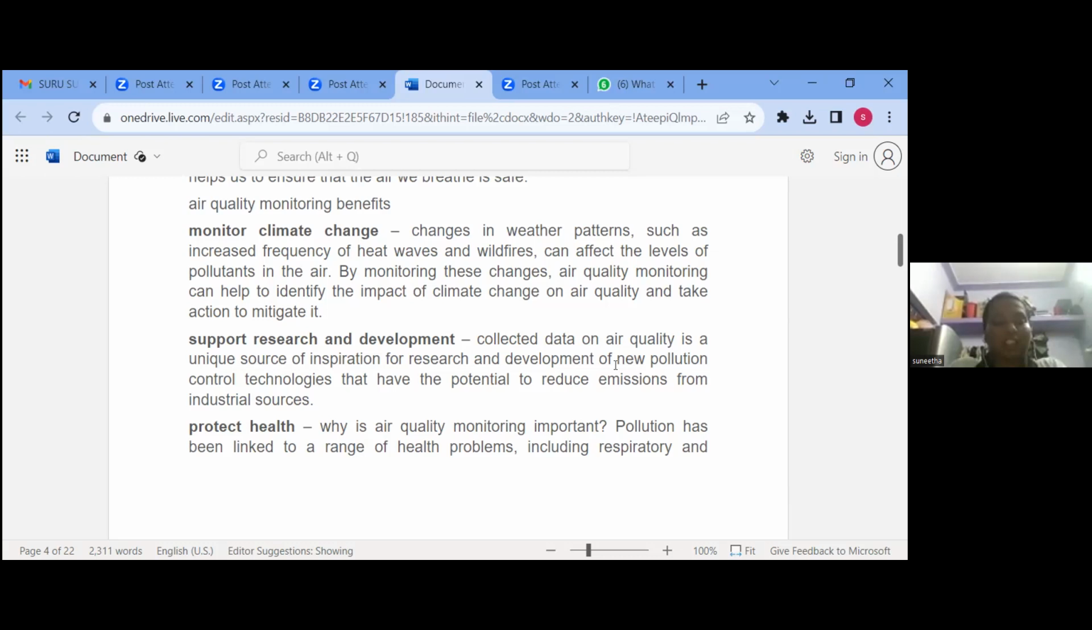This provides support for research and development, because collected data on air quality monitoring can be analyzed and research can be done, and we can develop many methods to reduce emissions and identify what emissions are there. In order to reduce them, what measures we have to take, and protect health. By knowing the air, we all know that health is an important factor for human beings. So by monitoring the air quality level, we can protect our health.